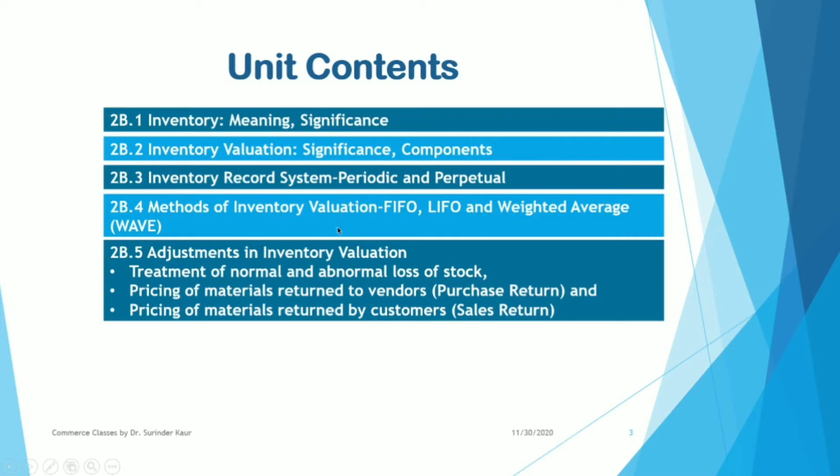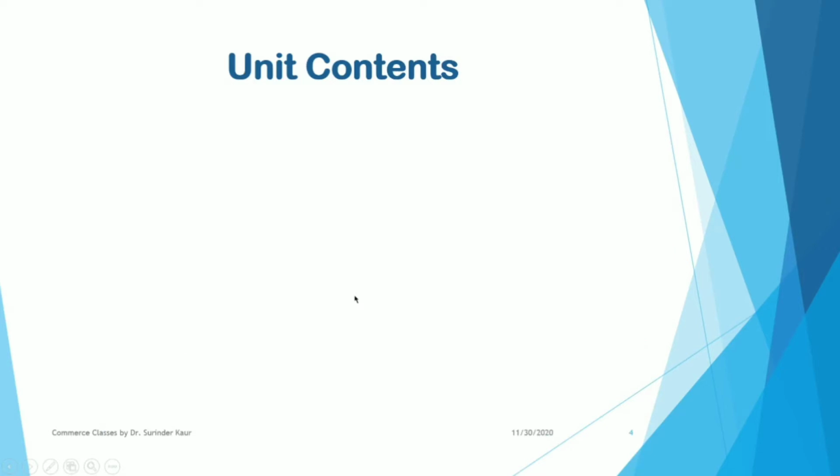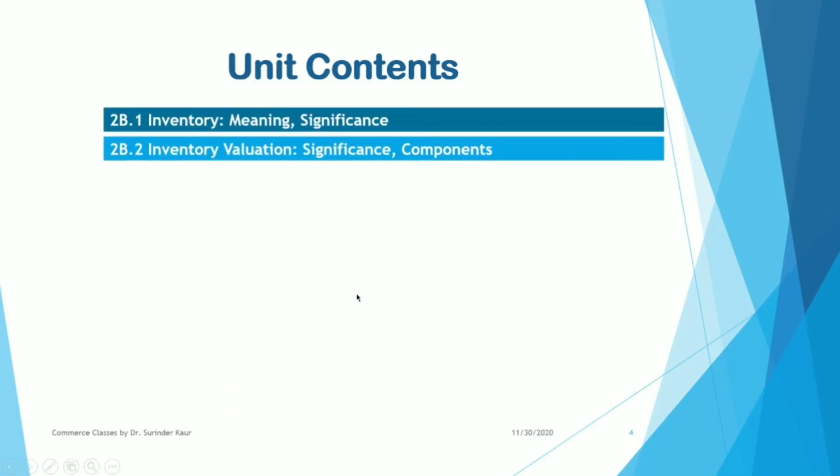Now within the valuation procedure, how to adjust for special transactions, that is normal and abnormal losses of stocks or purchase or sales returns. So that will also be covered in this chapter. And then we have the accounting standard. Out of all these units, we will be covering these two units in today's class.